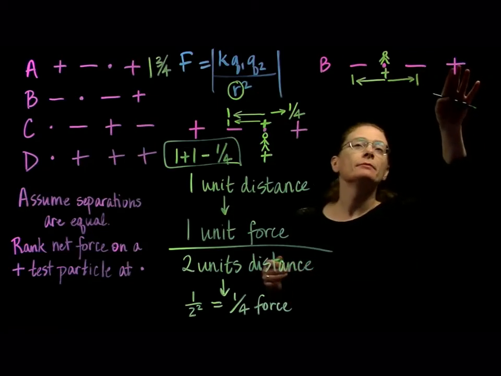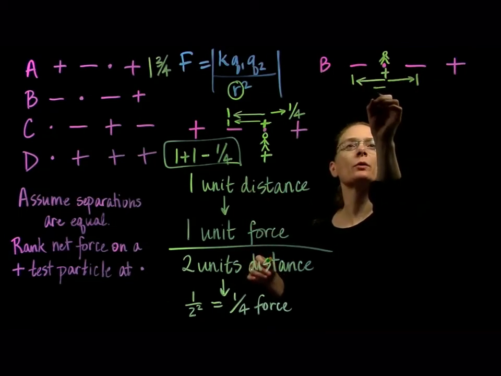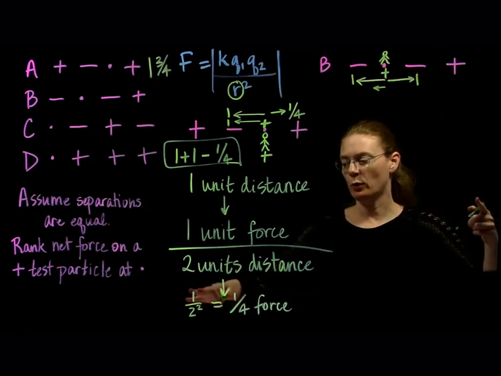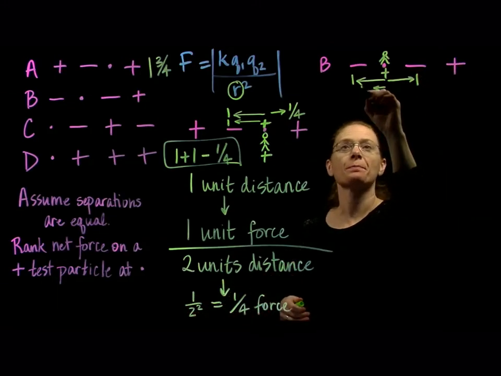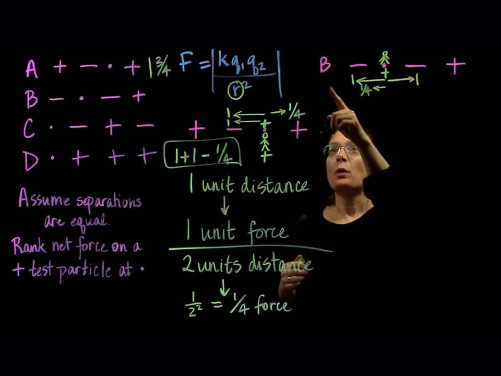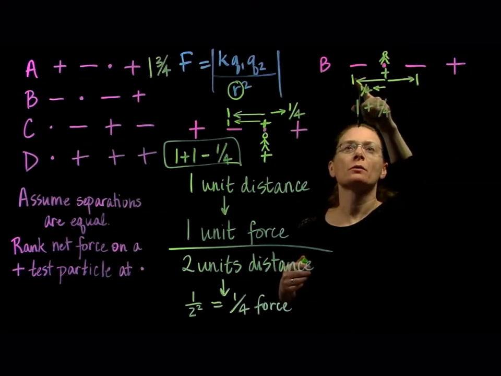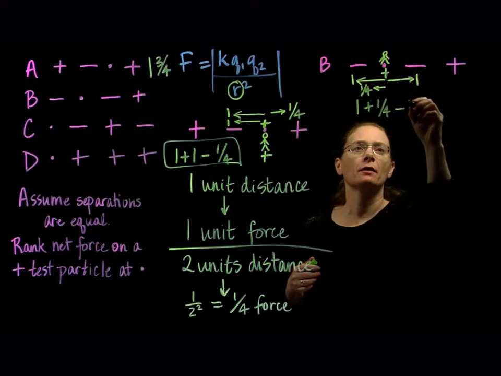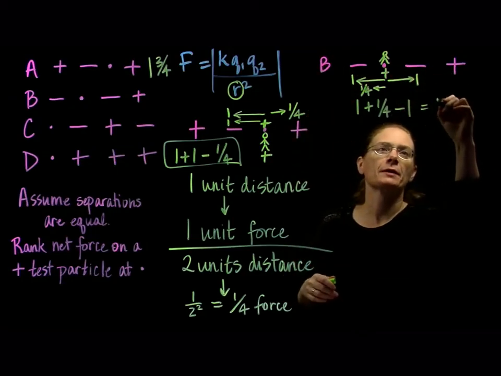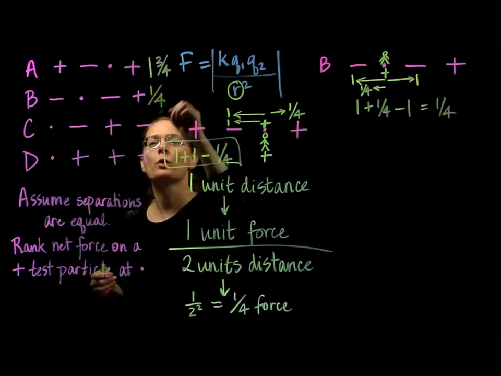This positive, I'm positive, we're repelling, so I'm getting pushed this way, and it's 2 distances away, which means we have 1/2 squared, 1/4 of the force. There's 1/4 going to the left. For B, I'm going to have 1 + 1/4 - 1. These two cancel each other out, which gives me 1/4. So B, the net force, is 1/4.